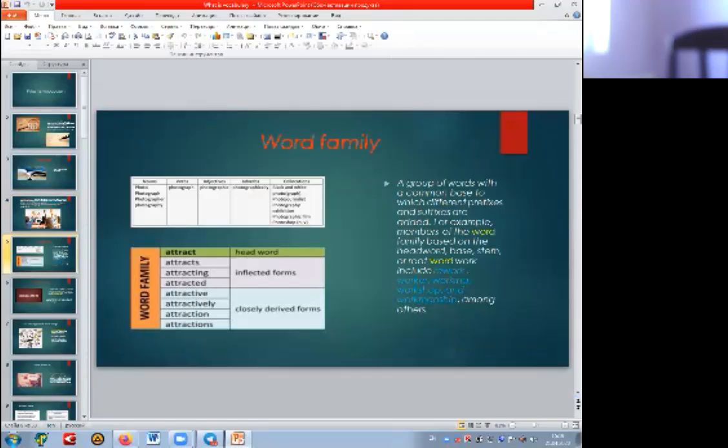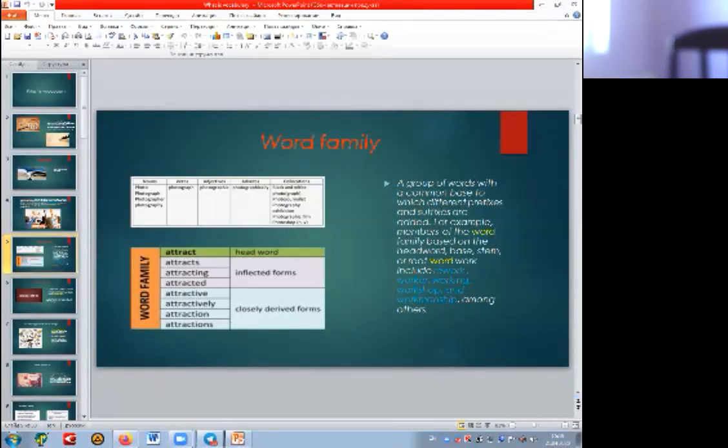And now we will speak about word family. What does it mean? They are words that may share the same base or root. Maybe player, replay, playful. They will have the same root, so that they belong to the same word family.